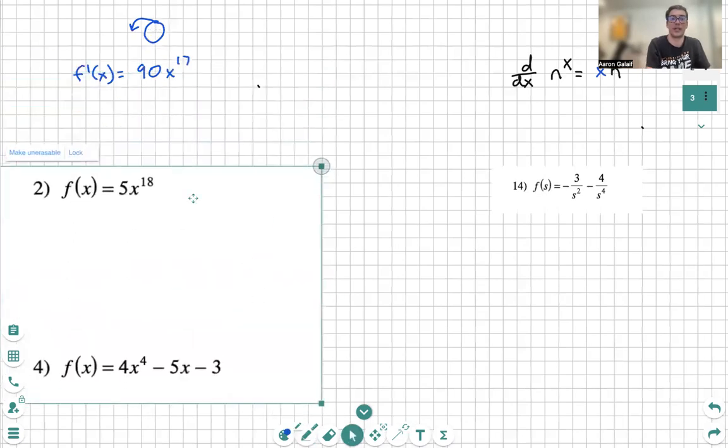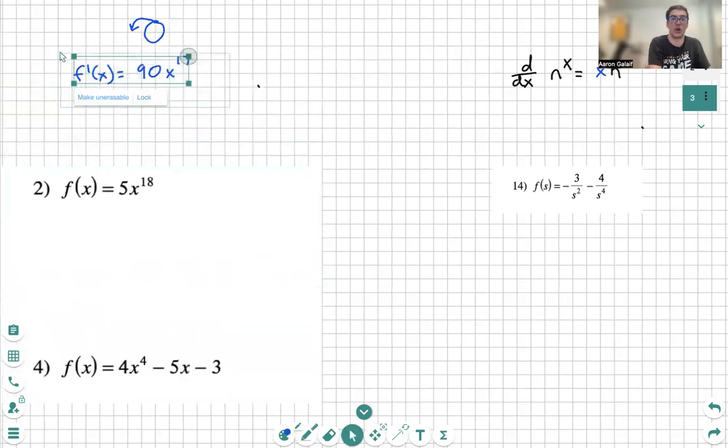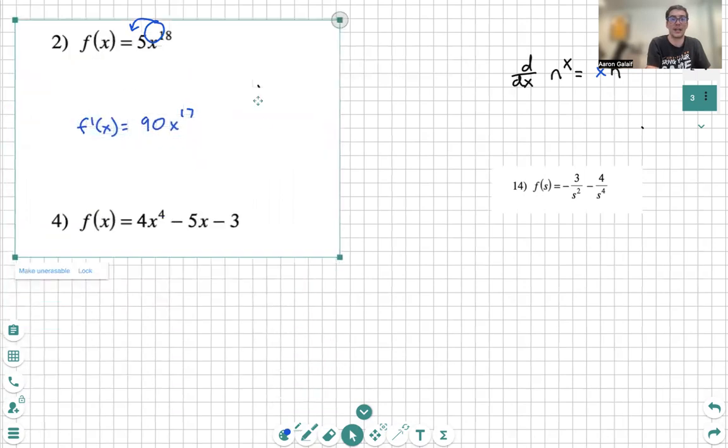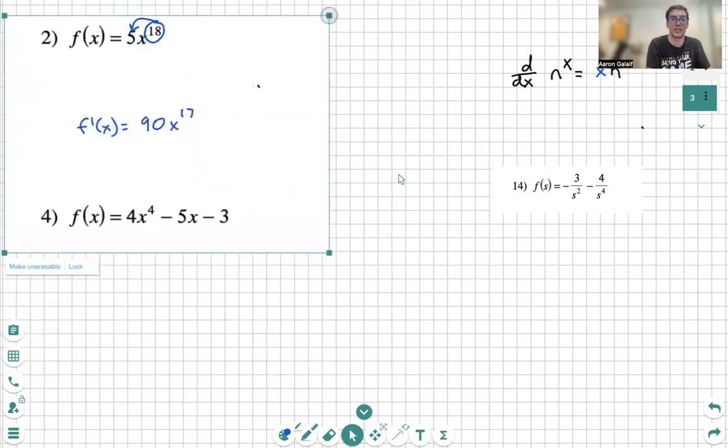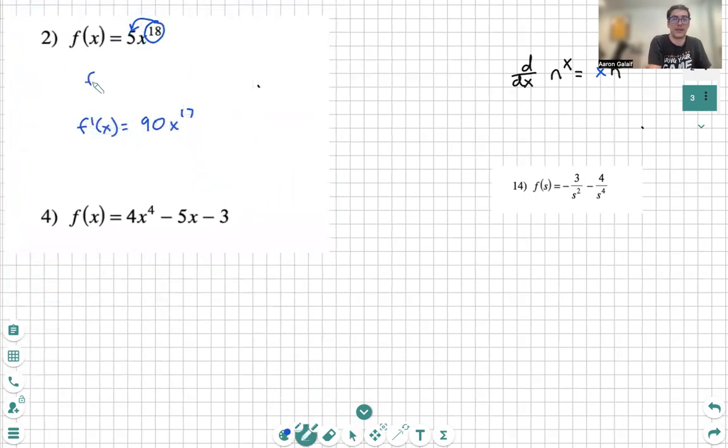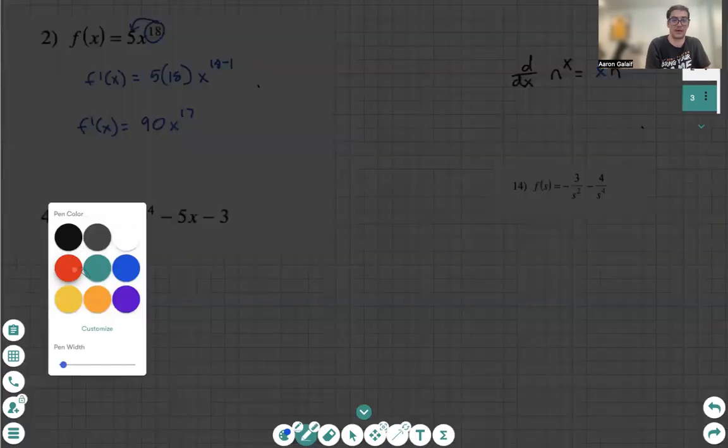So if it's helpful, I can do an extra step to show that little change. What happened is we found f prime of x. Our 5, our coefficient, stayed. We multiplied by our exponent, and our exponent was subtracted by 1. We cleaned it all up. We get 18 times 5 is 90. 18 minus 1 is 17. Let's apply it to number 4 now.